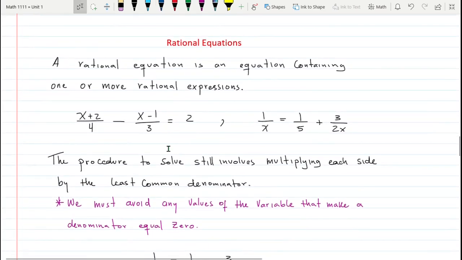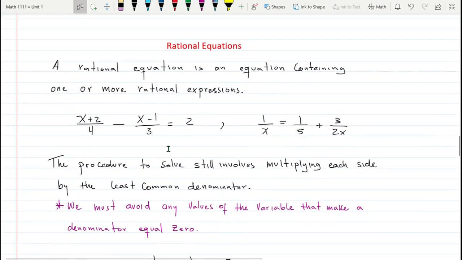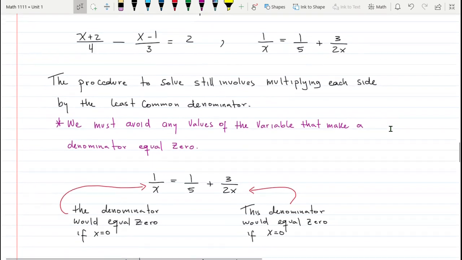The next thing that we want to talk about is rational equations. Same as before, right? It's just equations that have fractions in them. But in this case, we want to extend the idea to having variables in the denominator. So a rational equation is an equation containing one or more rational expressions. So this is a rational expression, a ratio, or a fraction. This is also a rational equation. Anything that has fractions is going to be considered a rational expression or equation.